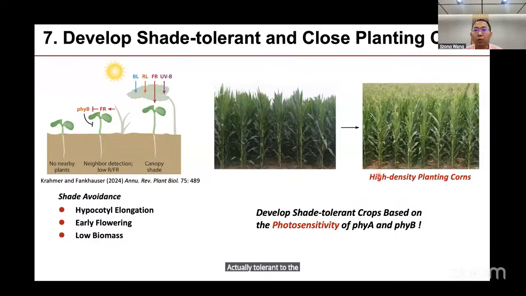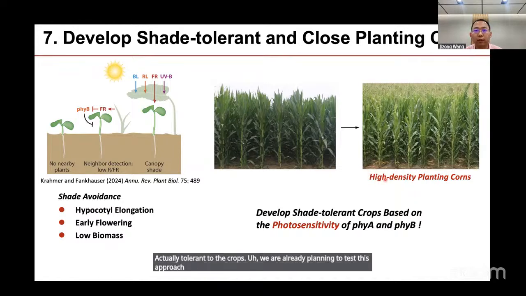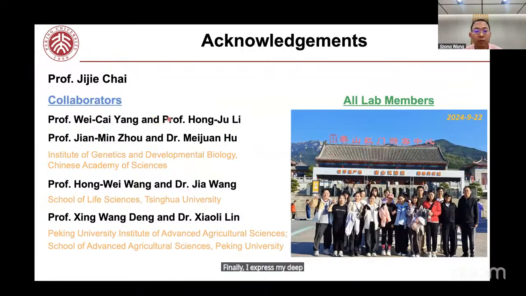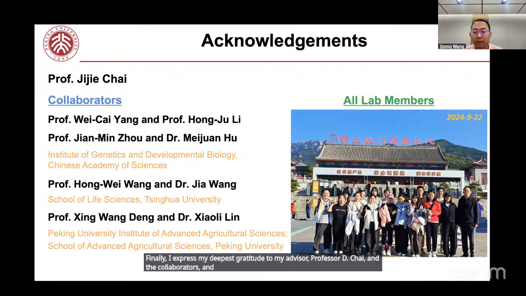crops. We are already planning to test this approach in maize, and if successful, this could revolutionize how we grow crops in high-density plantings. Finally, I express my deepest gratitude to my advisor, Professor Jie Chai, and collaborators, and all my lab members. Thank you.